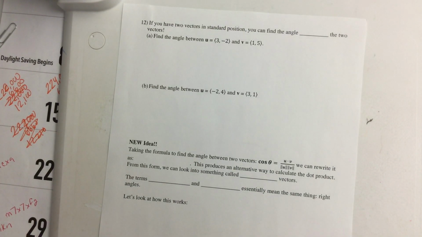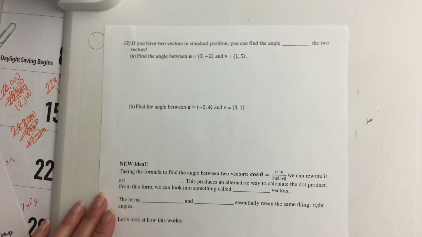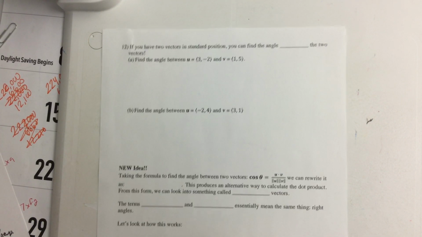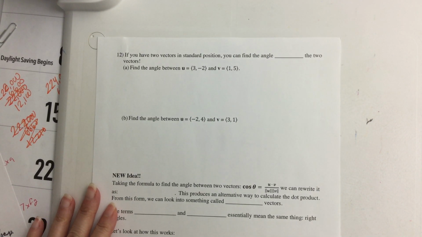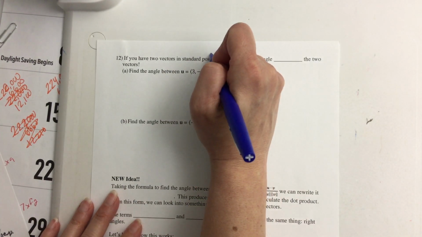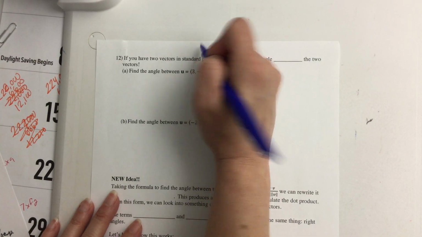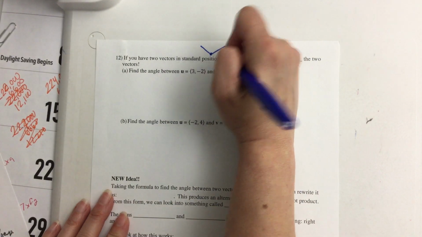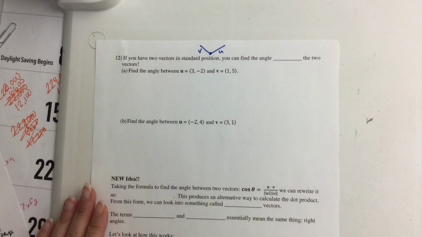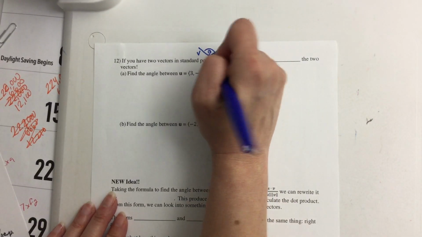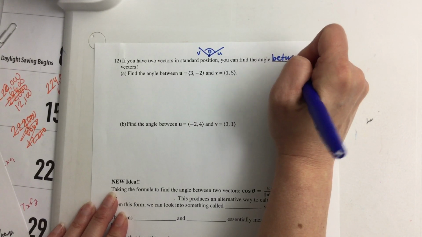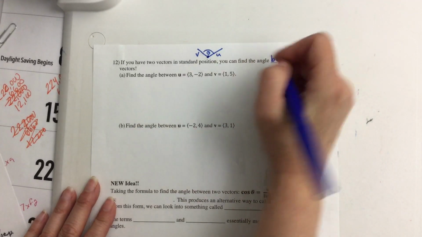Last page. This is why you're not getting notes today, you guys. Okay, here's another idea. If you have two vectors and they are in standard position, meaning they both have their initial point at 0, 0. Okay, so like this could be vector u and this could be vector v. You can find the angle that is between them using this formula.